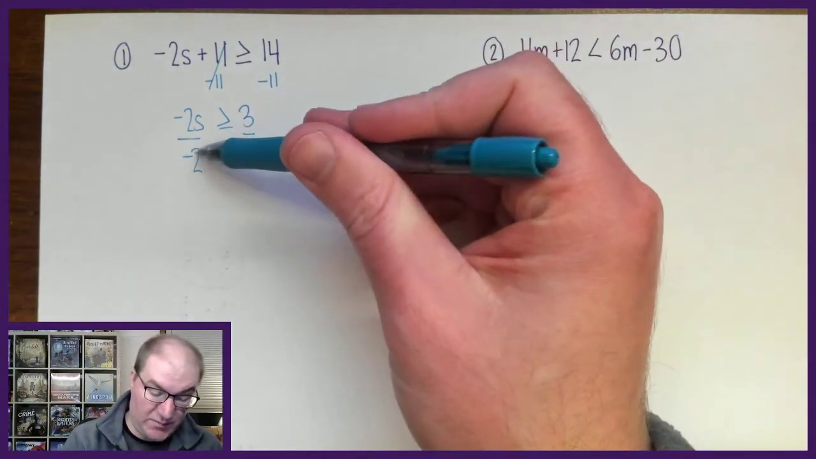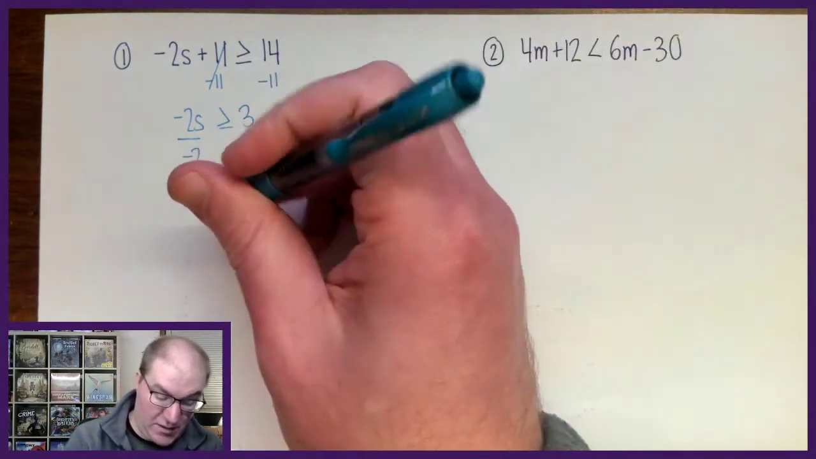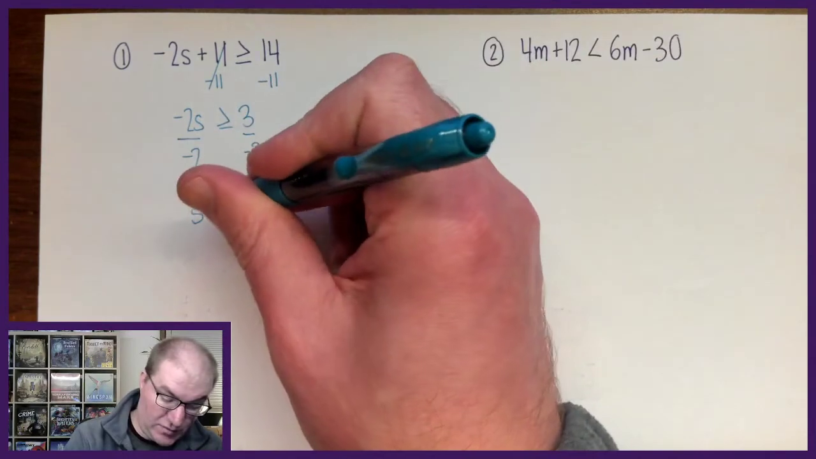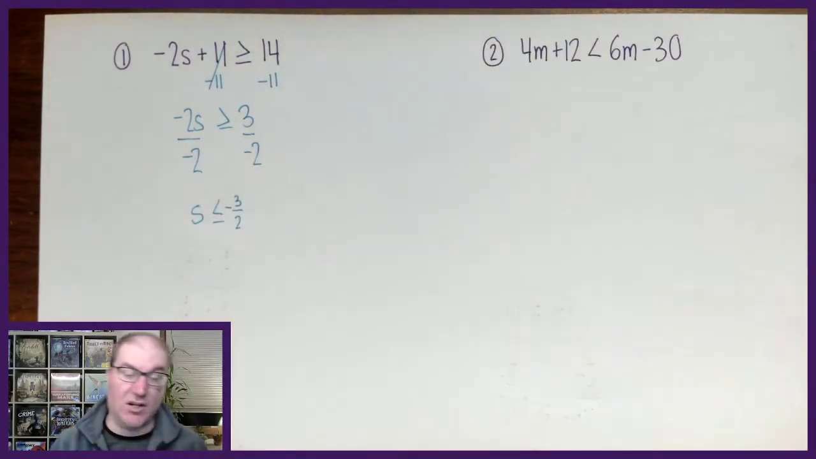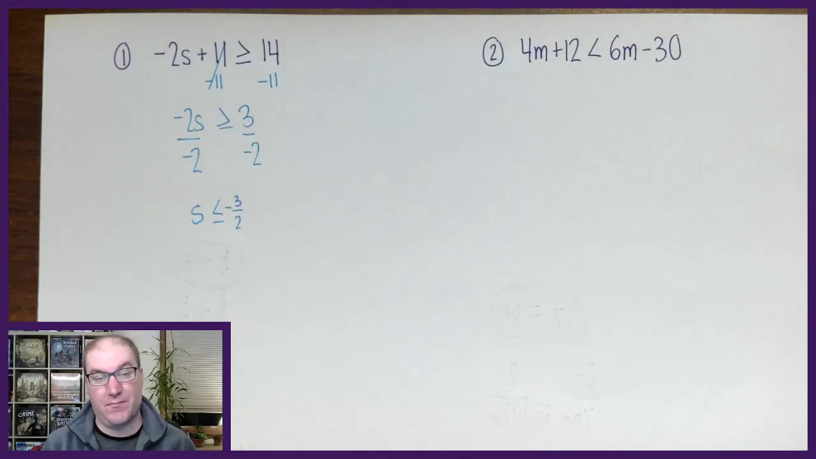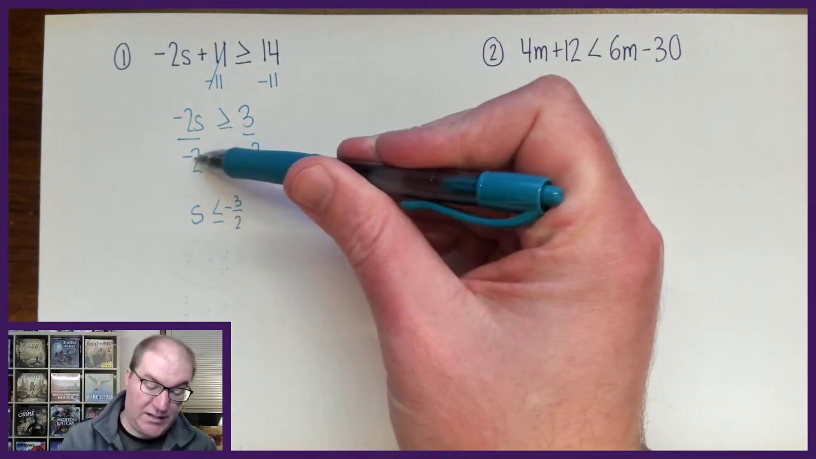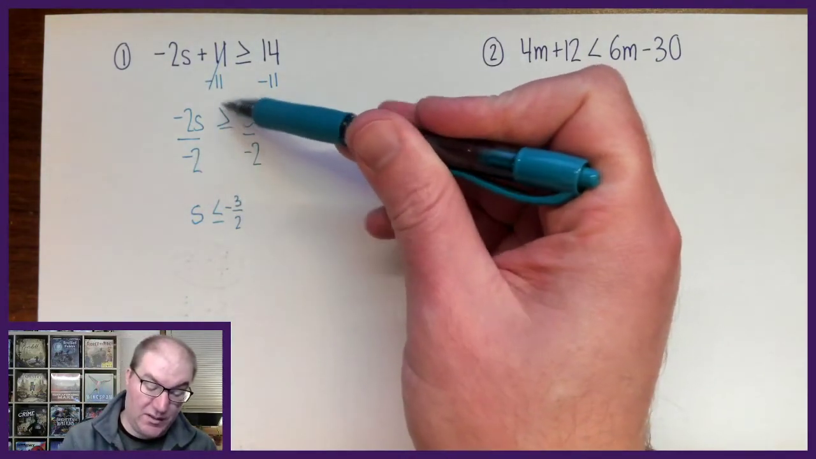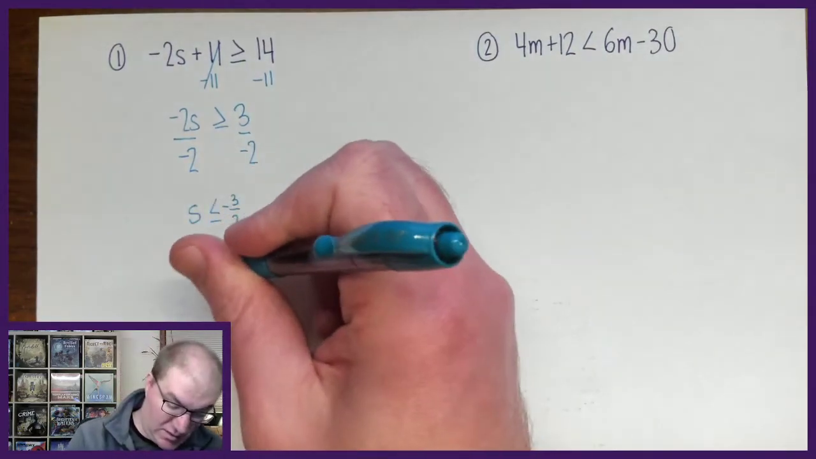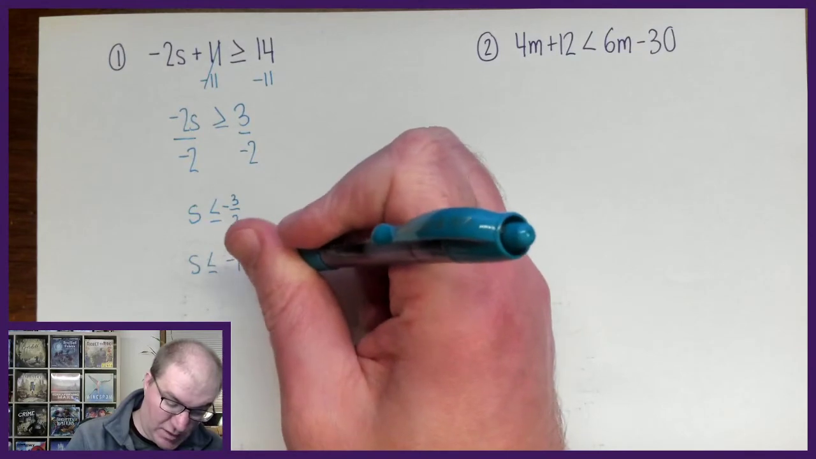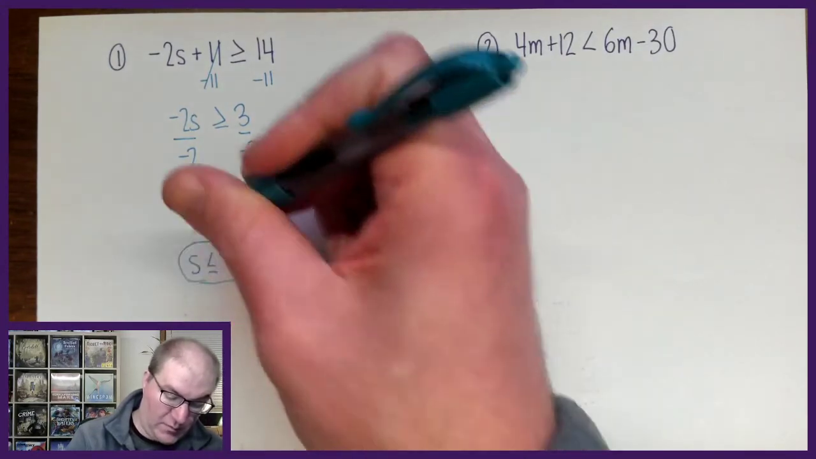So in this question, I'm dividing by a negative. So the direction of the inequality must change directions. Since I divided by a negative 2, this went from being a greater than or equal to a less than or equal to. And I'm not sure which format I should write it in, so I'm going to write it in both.